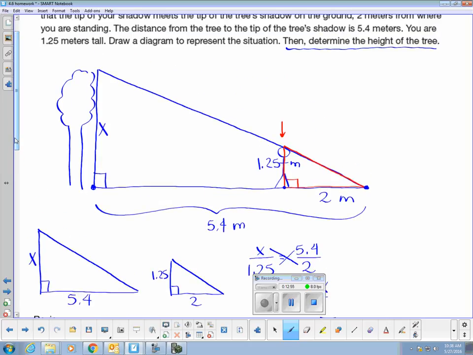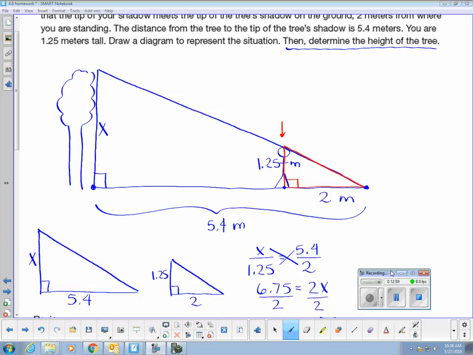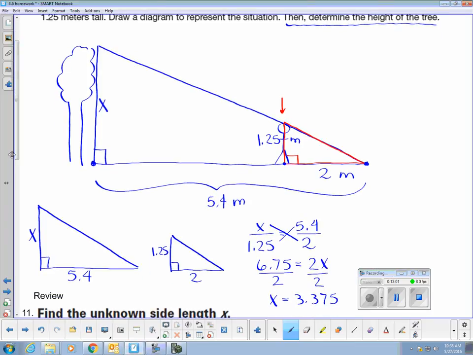So the question is, what is the height of the tree? 3.375 meters.